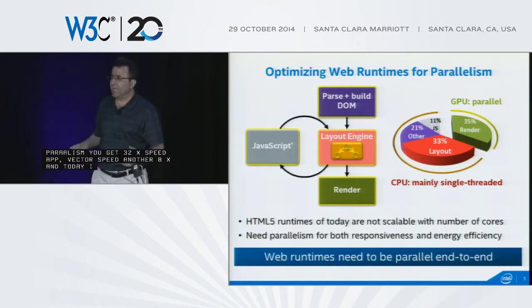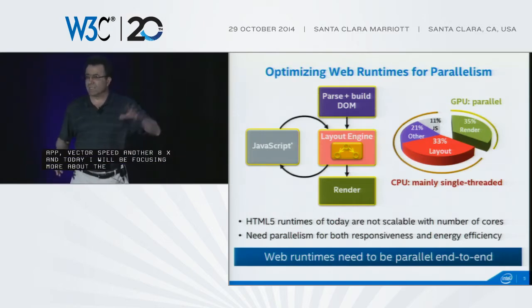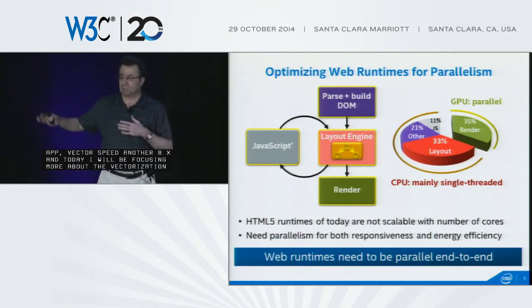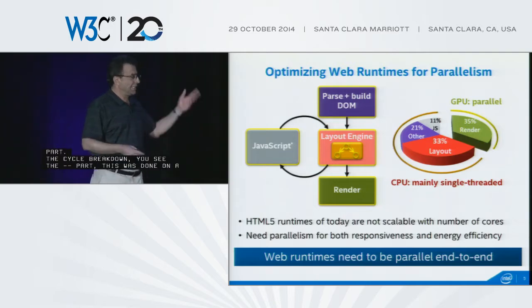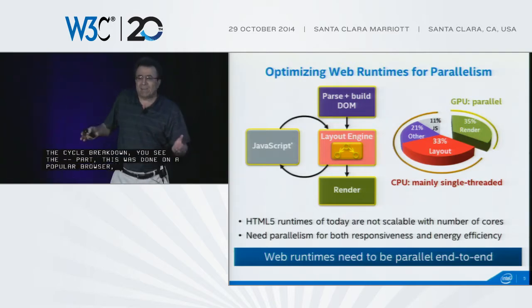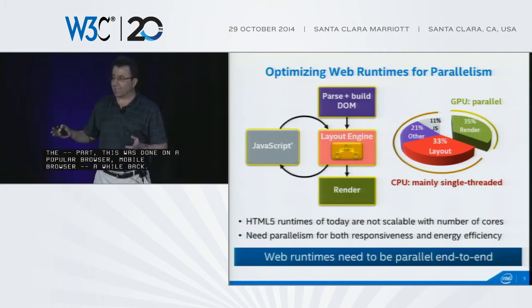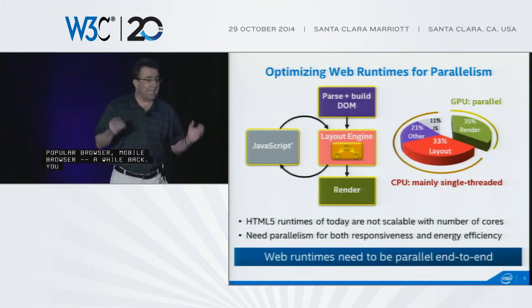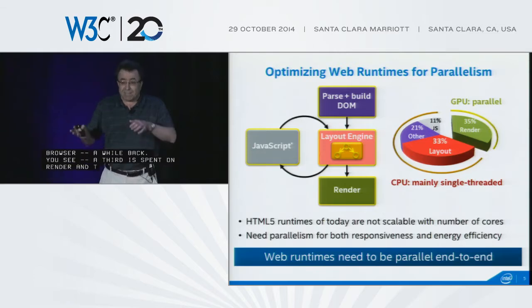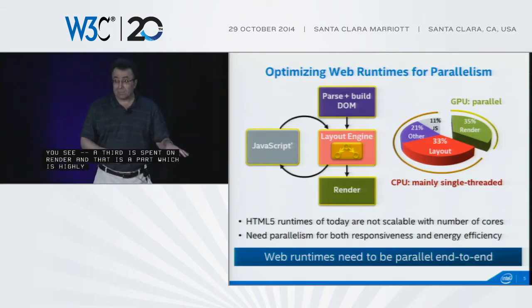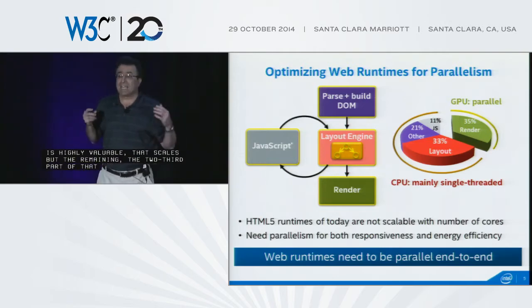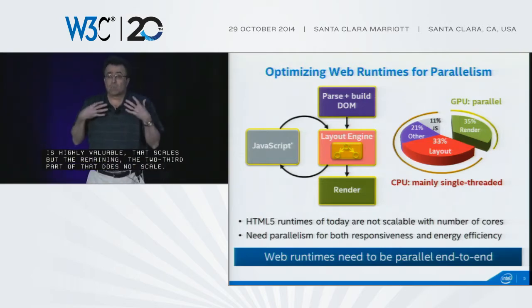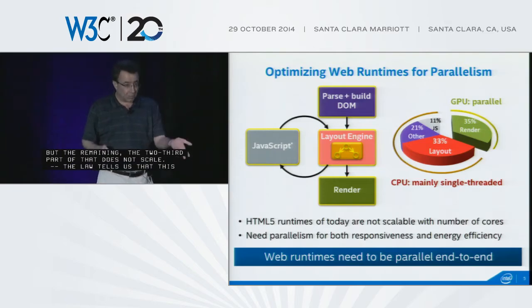But if we look at browser architecture, these are the main components, the cycle breakdown. This was done on a popular mobile browser. We did this a while back. You see only about 1/3 of cycles is spent on rendering. And that is the part which is highly parallel. That scales. But the remaining 2/3 doesn't really scale. Amdahl's law tells us this won't scale unless you look at the whole thing, unless you make the whole thing parallel, make the whole thing scalable.